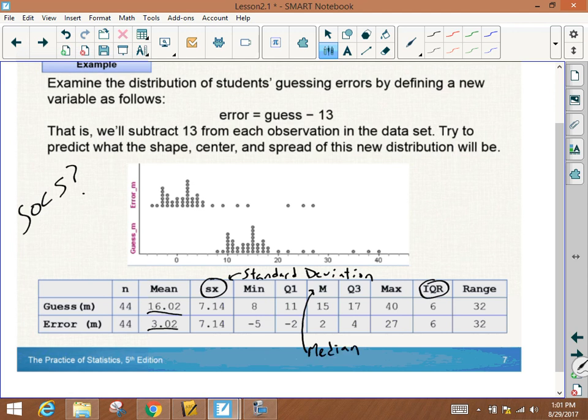Has that changed? Yes, definitely. Our median has been decreased by 13 as well. Excellent. So we have our shape, outliers, center, and spread, our SOPs have been taken care of. And it appears that really the only thing that has changed was our measure of center. Our range also turns out to be a measure of spread, but not one that we use very often.